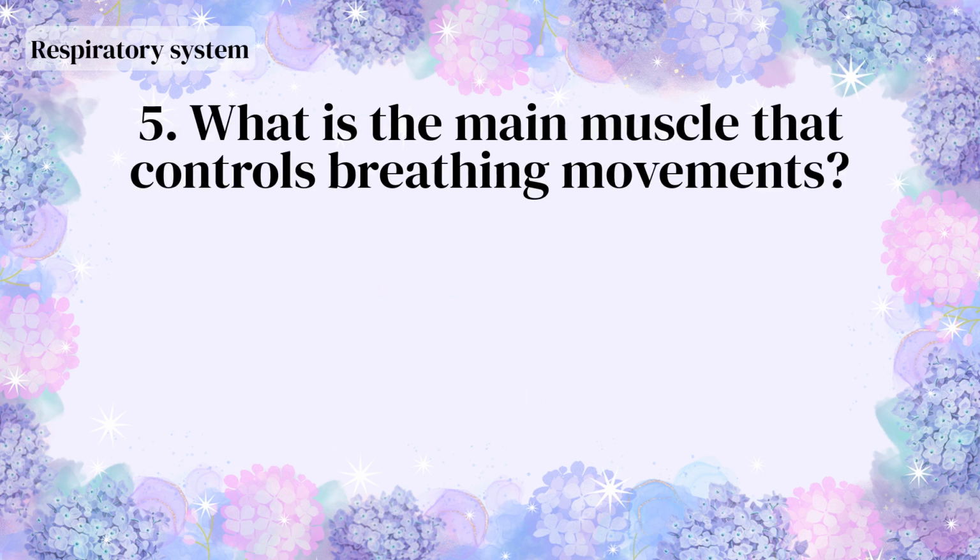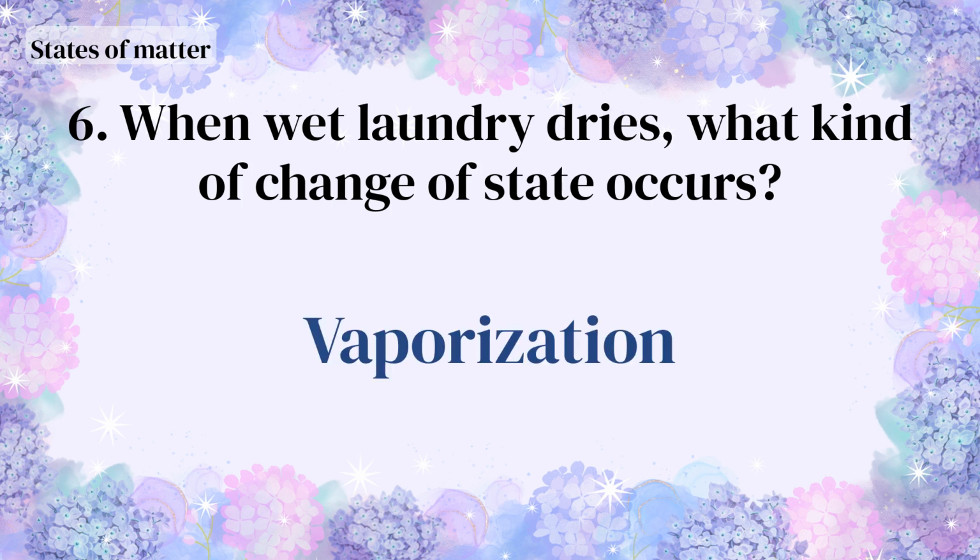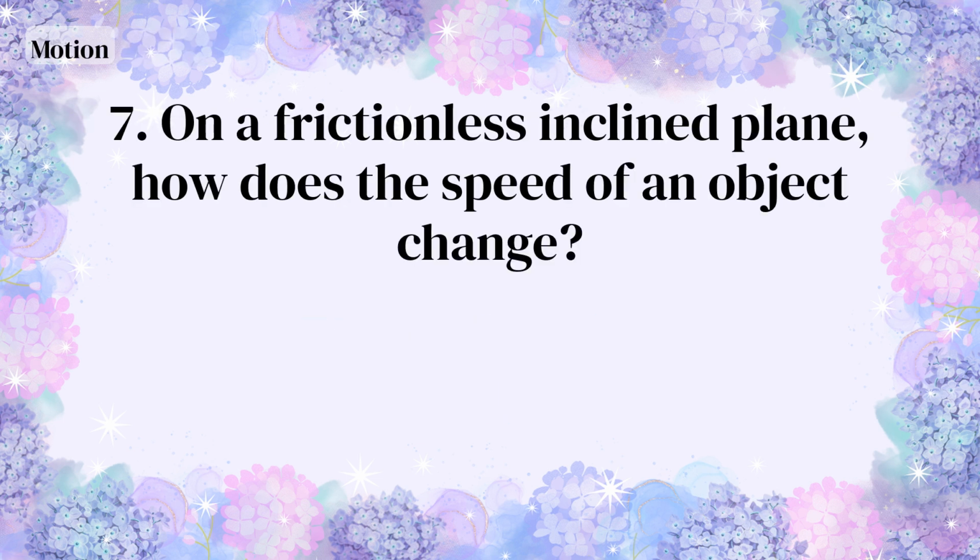Group. What is the main muscle that controls breathing movements? The diaphragm. When wet laundry dries, what kind of change of state occurs? Vaporization. On a frictionless inclined plane, how does the speed of an object change?